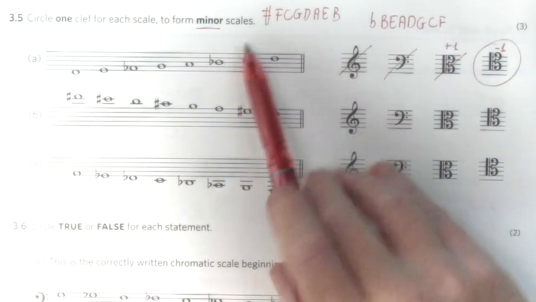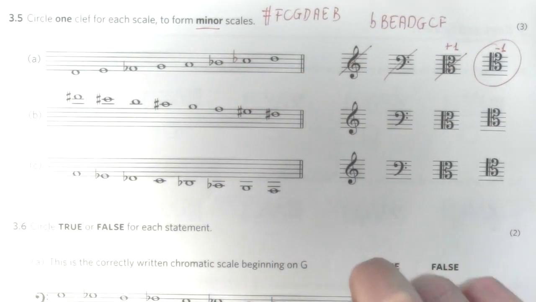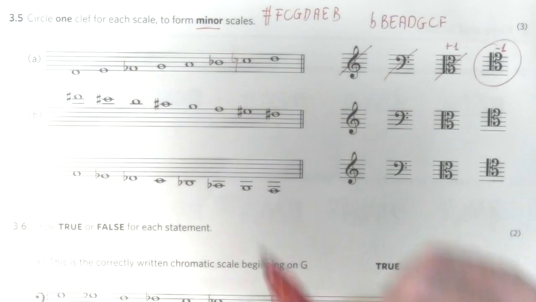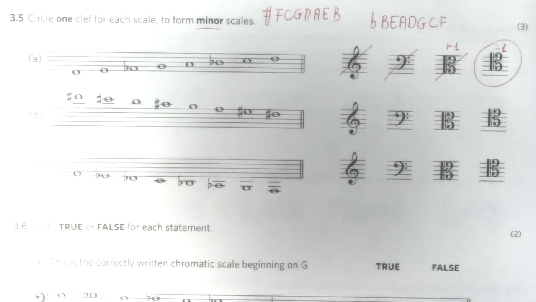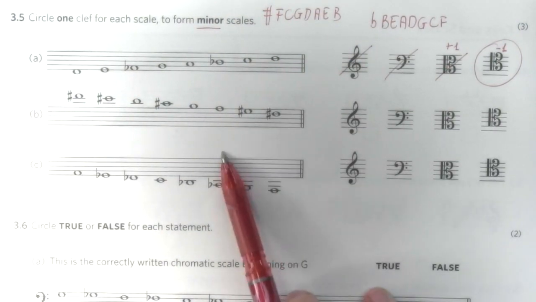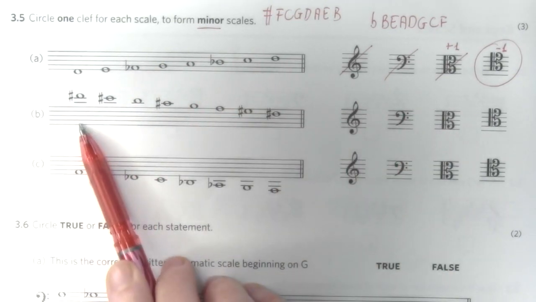Now this B is raised. It was flat, but it was also raised, so it becomes a natural because it's the leading note. In this case, we have a harmonic scale. Next one, and I hope this makes sense. Let's go on to the next one.